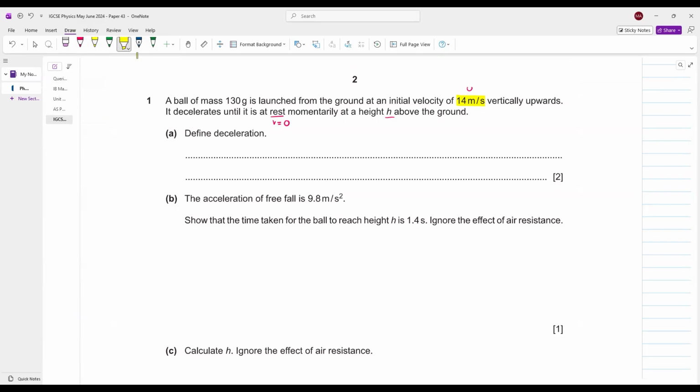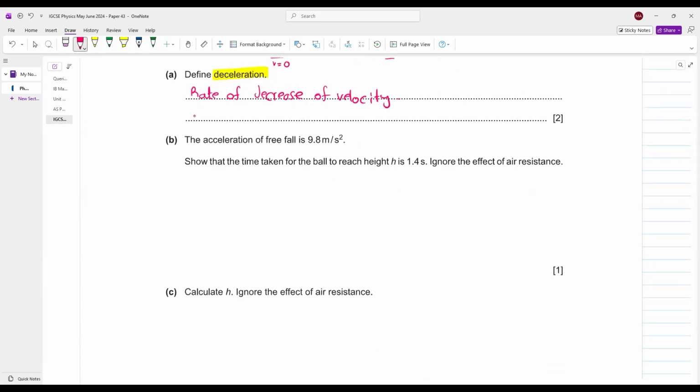You have to define deceleration. बेटा deceleration क्या होती है? Rate of decrease of velocity. Deceleration क्या होती है? Rate of decrease of velocity. Simple as that. The acceleration of free fall is 9.8.